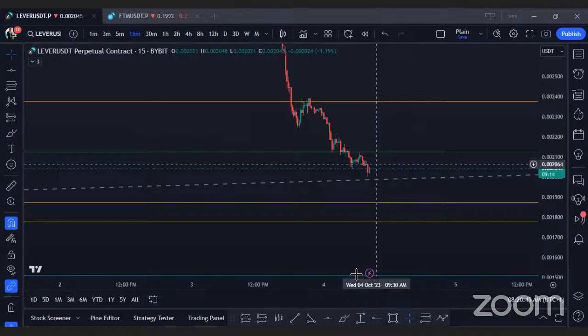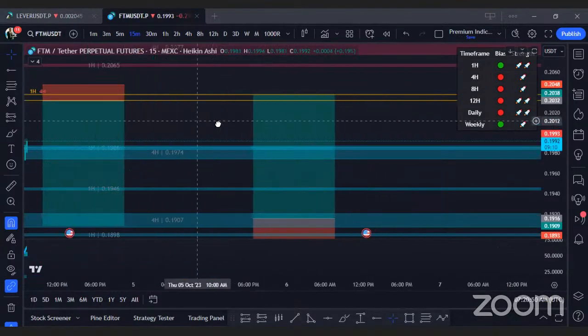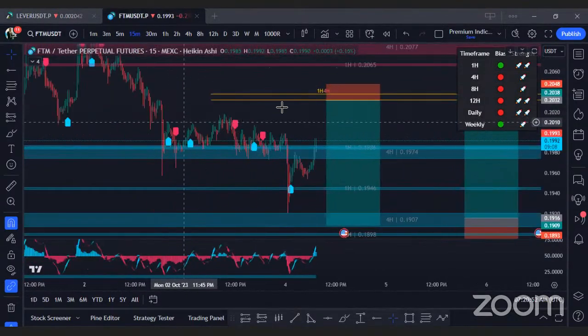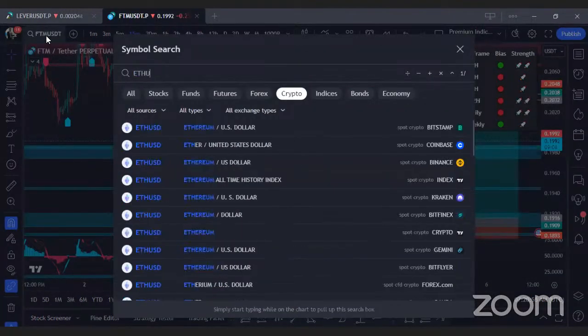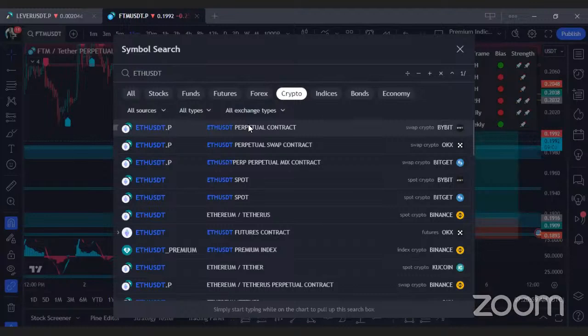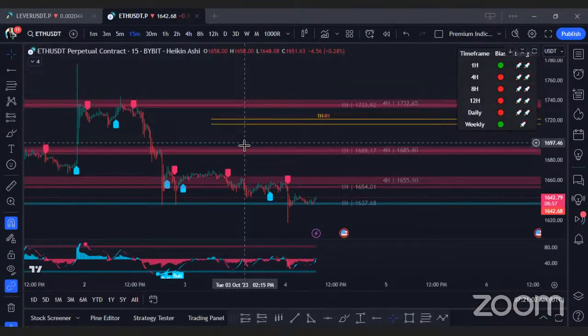So BTC, if you entered short, it should be going well for you right now, okay? BTC, I'm already short. And let me equally look at Ethereum. Let's look at possible trades for this as well.